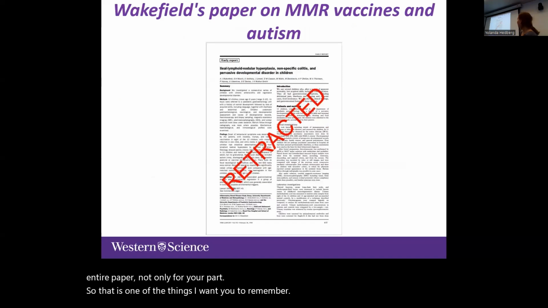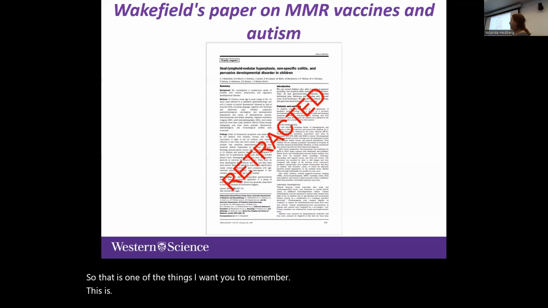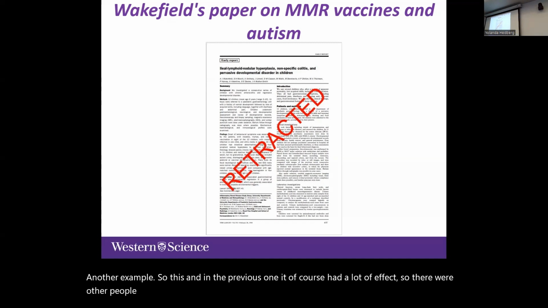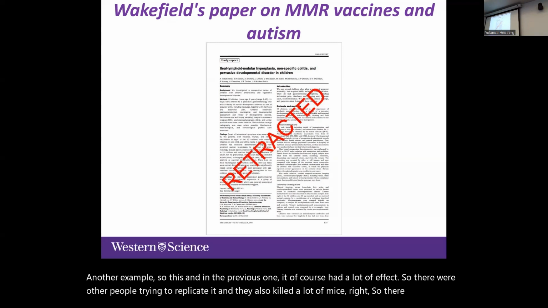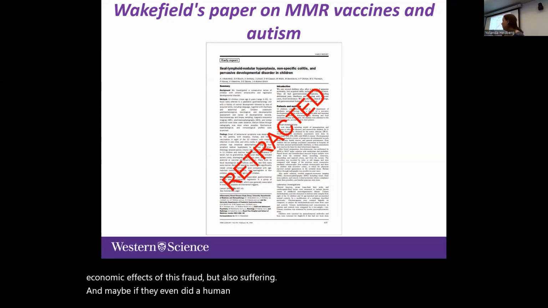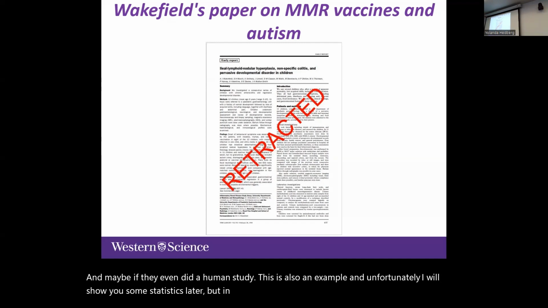This is another example. And in the previous one, it of course had a lot of effects. There were other people trying to replicate it, and they also killed a lot of mice, right? So there are not only economic effects of this fraud, but also suffering. And maybe they even did a human study. Unfortunately, I will show you some statistics later, but in medicine, the consequences are quite big for fraud because you could kill people.